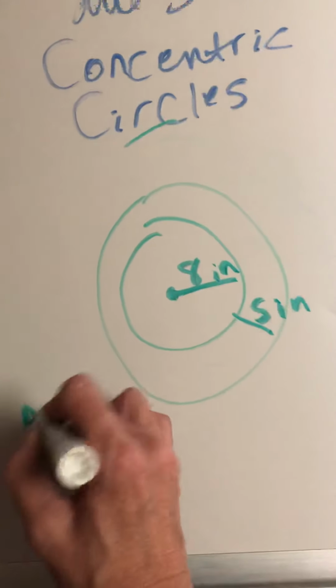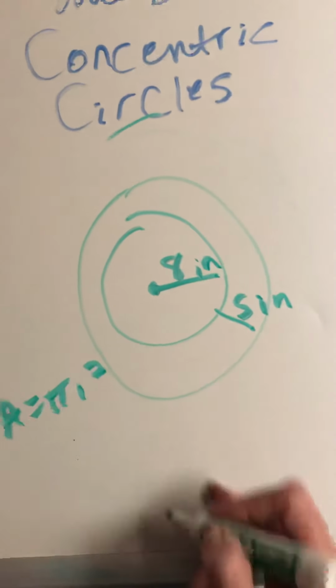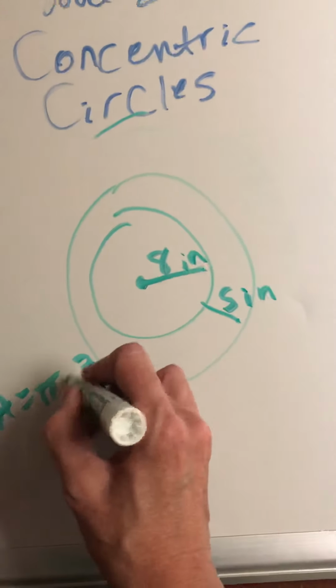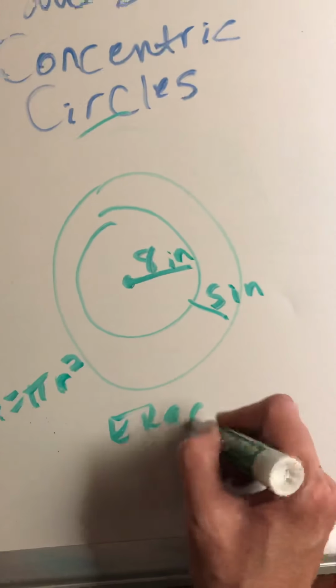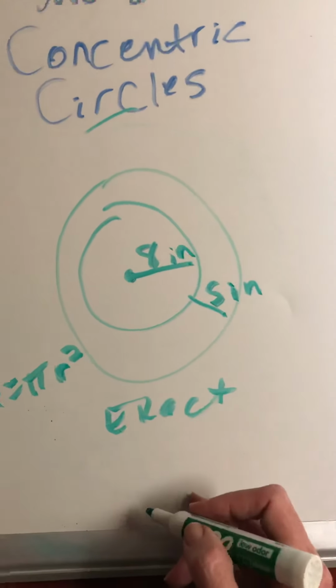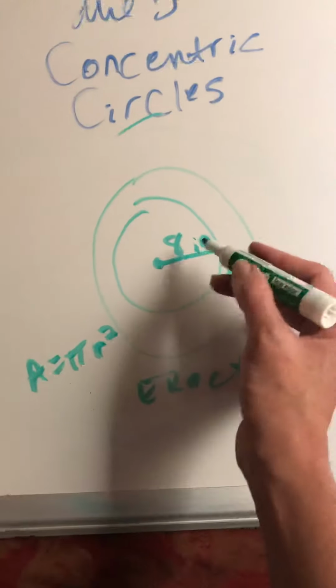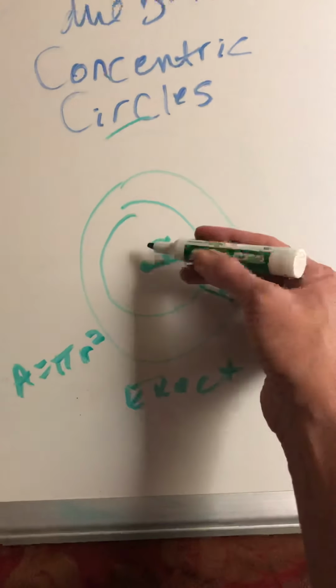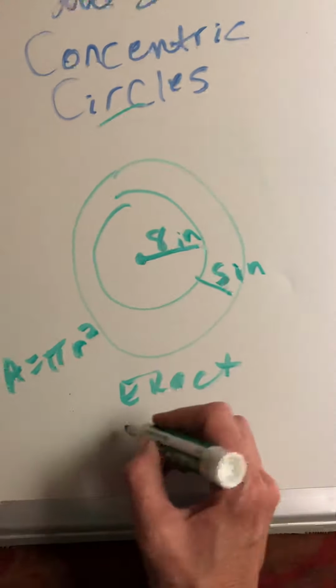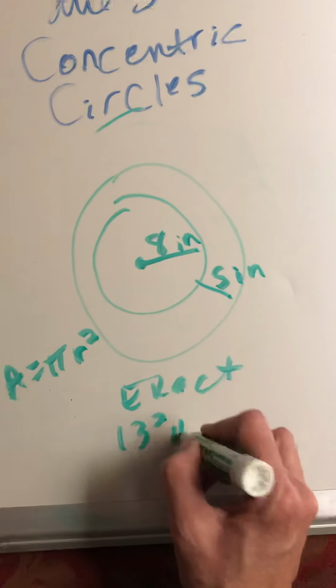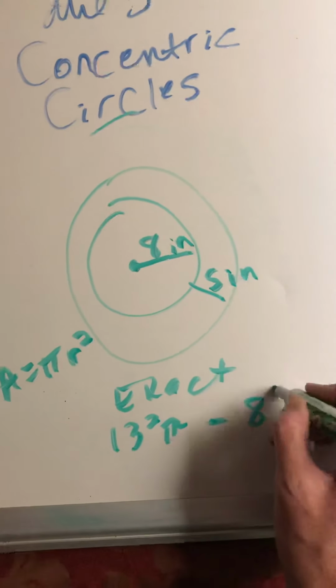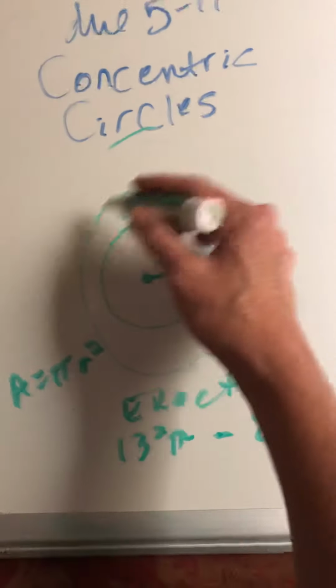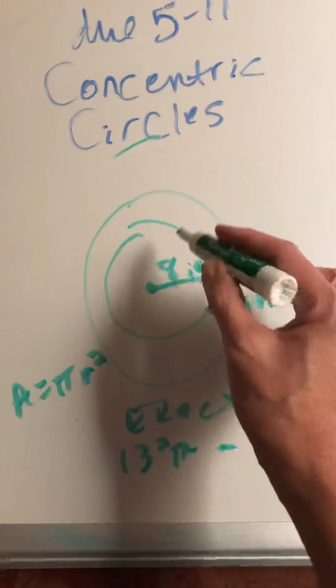So if I want area, pi r squared, so I write my area formula. And we're going to be asked for exact. They usually ask for exact, so that means you leave it in terms of pi. So then my big circle is 13 because 8 plus 5 is 13. So it'd be 13 squared pi minus 8 squared pi because we want biggest circle minus smallest circle.